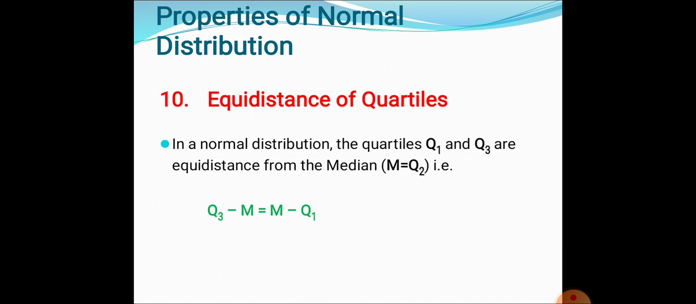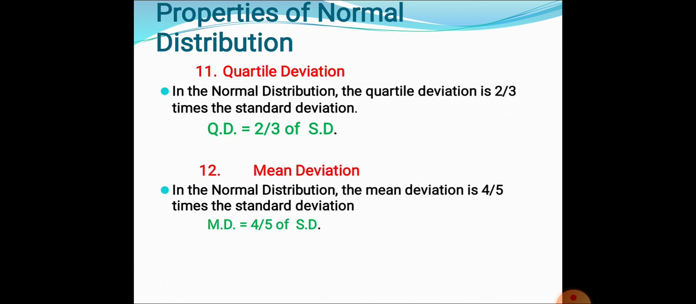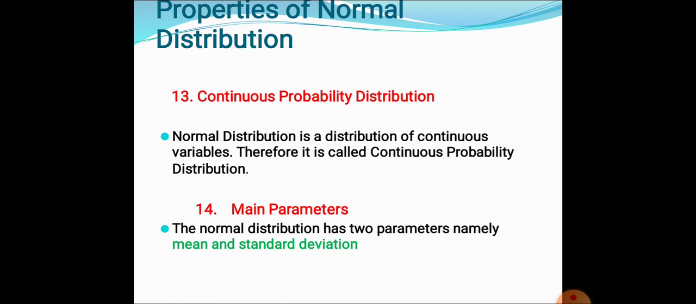Equidistance of the quartiles. In the normal distribution, the quartiles Q1 and Q3 are equidistant from the median. If we want to calculate the quartile deviation under the normal distribution, QD is equal to 2/3 of the standard deviation. If we want to calculate the mean deviation, it is equal to 4/5 of the standard deviation.